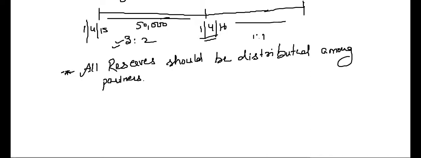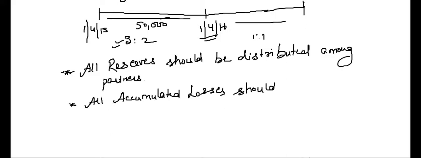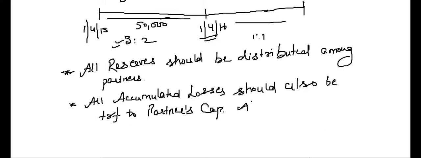He says everything, whatever you have earned, distribute it. According to that, it also says all accumulated losses, that means the losses that have not been written off, that are appearing in the balance sheet of the company, those losses should also be transferred to partners' capital accounts.